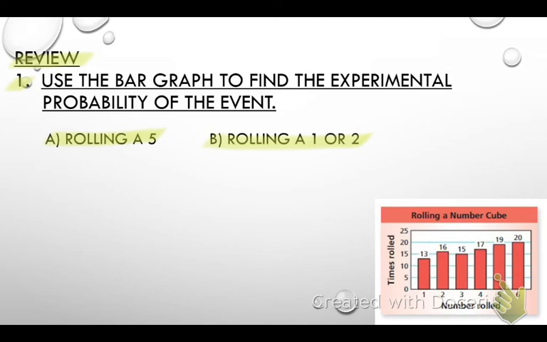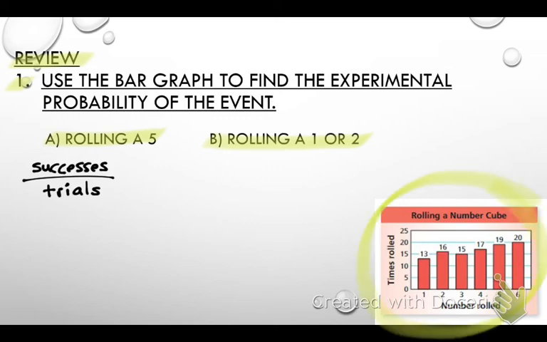For the first review problem, it says use the bar graph to find the experimental probability. What's the formula for experimental probability? It's trials over successes. Flip that. Successes over trials. Very good. Okay, so write this down. This is something that you're going to want to know for tonight's homework. Successes divided by trials. So if I look down here, you don't need to copy down this chart, but the first 2 problems of your homework today are going to be the same exact chart. So I wanted to just get you kind of familiar with this.